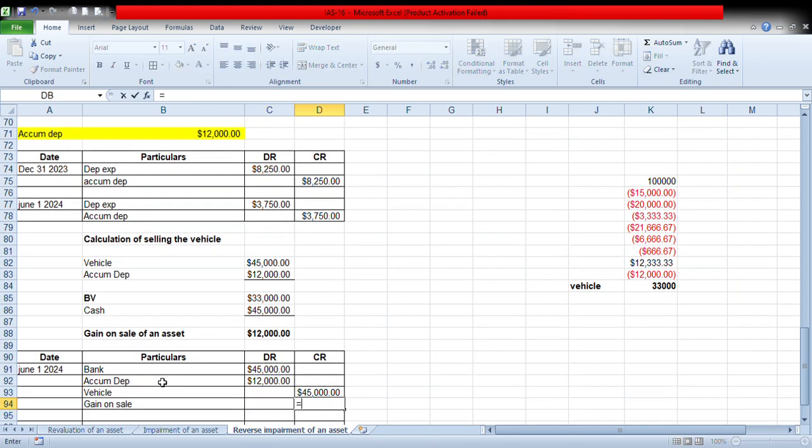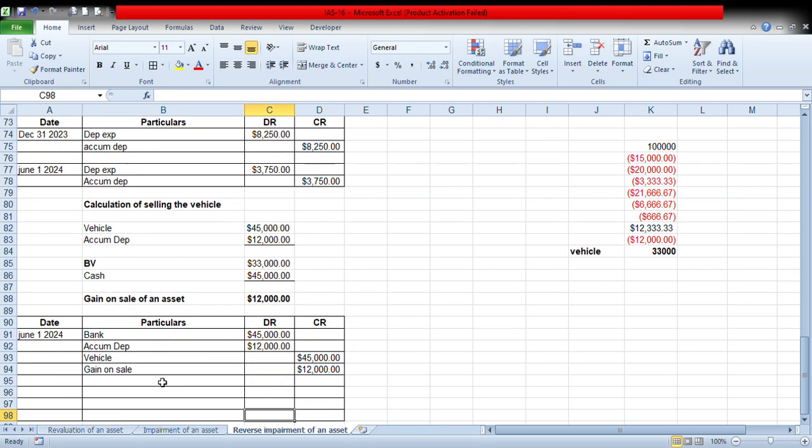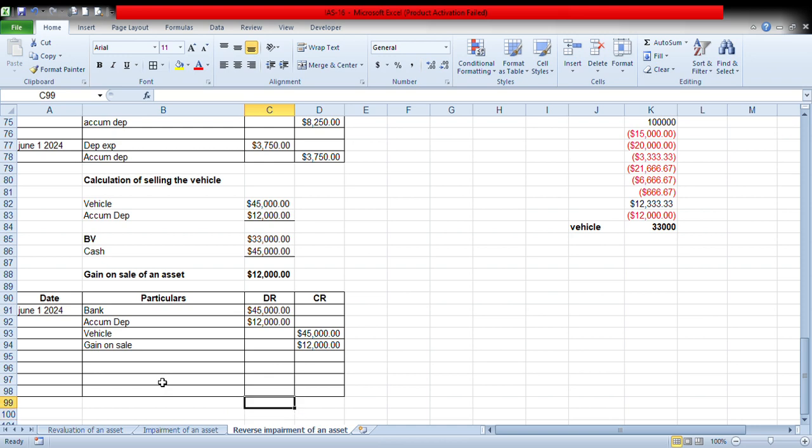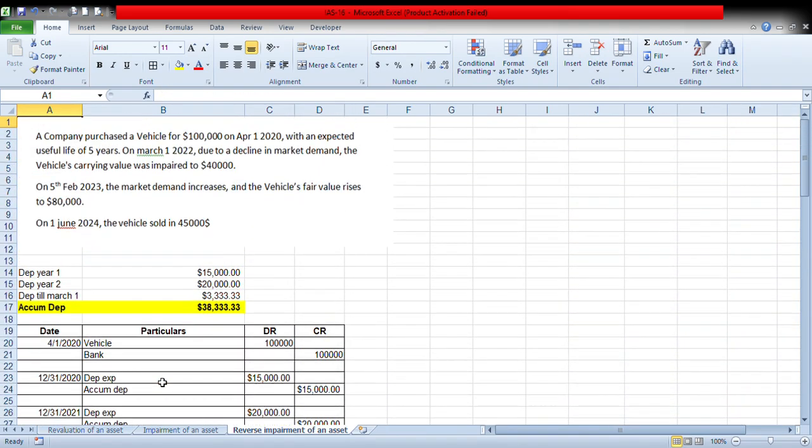Gain on sale we always record on the credit side. If we earn a loss, we have to record it on the debit side. How to check it? It's very simple, ladies and gentlemen. Just add this side and this side. They are always equal. These two sides are always debit and credit. So ladies and gentlemen, you just learned how to record the reversal of an impairment. It is very, very easy. And we don't record impairment loss every year.